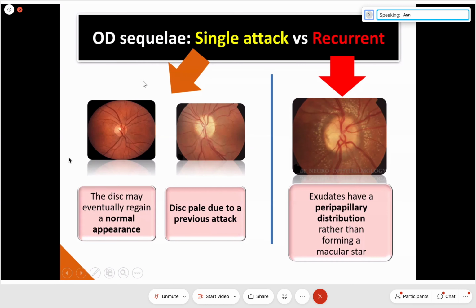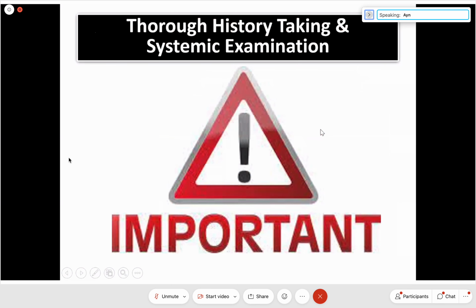For the optic disc, after a single attack, the optic disc can regain a normal appearance if the attack is not so severe. But if the attack is quite severe, the disc can be pale. How about a recurrent attack? In a recurrent attack, normally the hard exudate won't appear as a macular star, but it can appear like this at the peripapillary region.